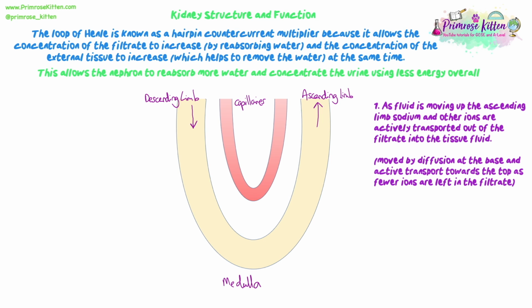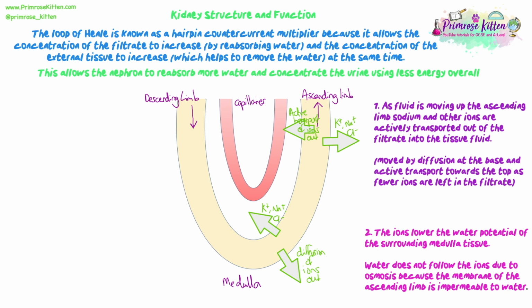They're normally moved out by diffusion at the base, and then as there are fewer ions left in the filtrate as we move up the ascending limb, we have to start using active transport. By moving the ions out, it lowers the water potential of the surrounding tissue in the medulla. That's important because we need that in order to move water out of the filtrate by osmosis.